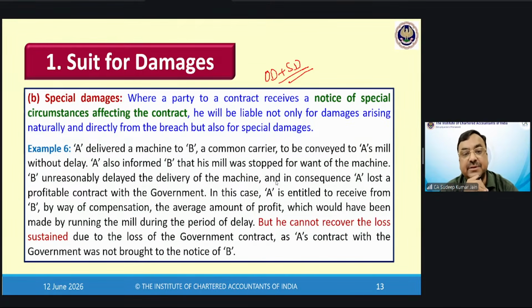A delivered a machine to B, a common carrier, to be conveyed to A's mill without delay. A also informed B that the mill was stopped for want of machine. Please make the correction. Yeah, you can say okay. Come, let it run.